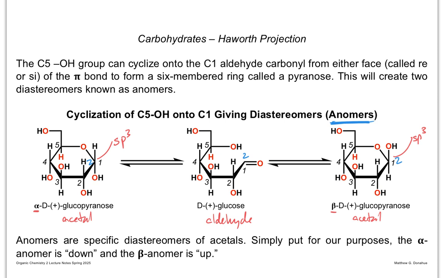So everything else is the same between the alpha and beta. It's just that carbon 1, whether that OH group points up or down. And you know, we're looking at D-glucose. That's the sugar we use for energy, we metabolize. When you start making polymers of that, alpha or beta configuration changes the properties of the polymer quite a bit.